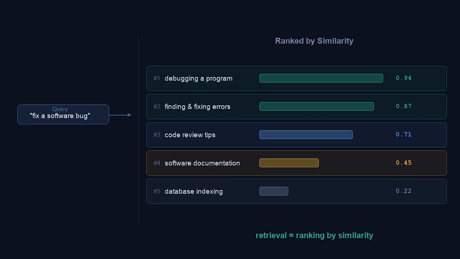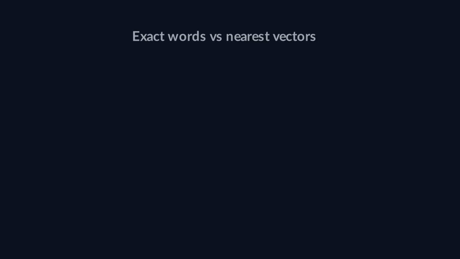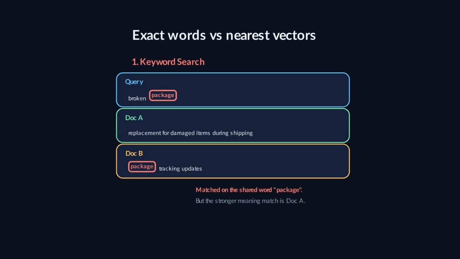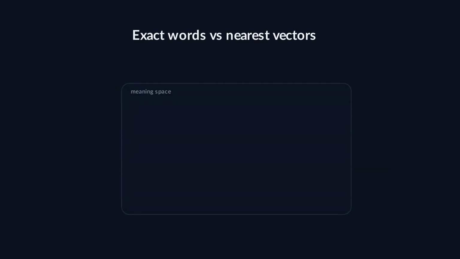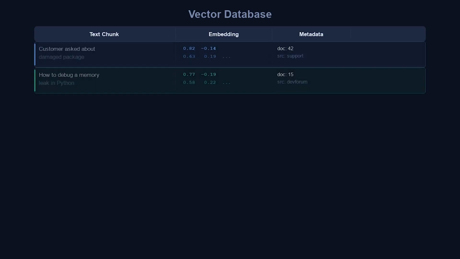And once meaning becomes geometry, retrieval becomes a nearest neighbor search problem. So instead of asking which documents contain these exact words, like the traditional databases, the system now asks which vectors are closest to this query vector. That's vector search. Now, this is where the vector database enters the picture.